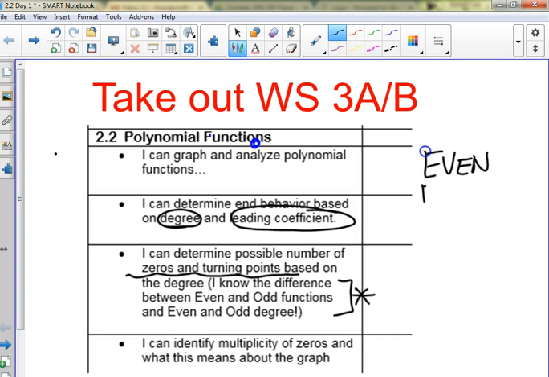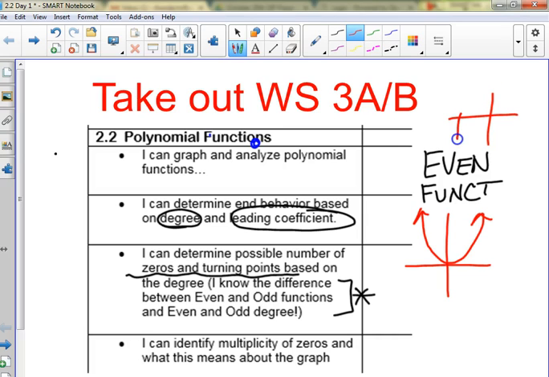Even function. Okay, so this is an even function. This is an even function, okay? But even with a picture, I had some people struggling recently.